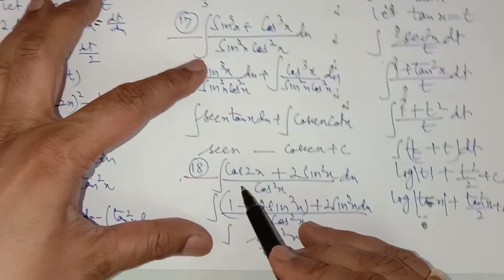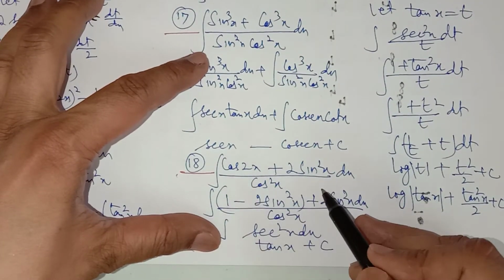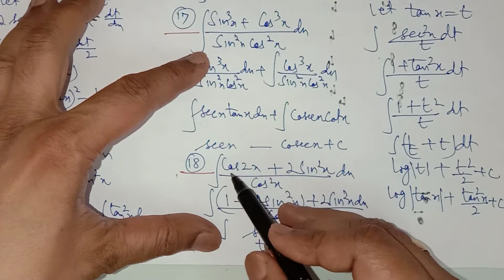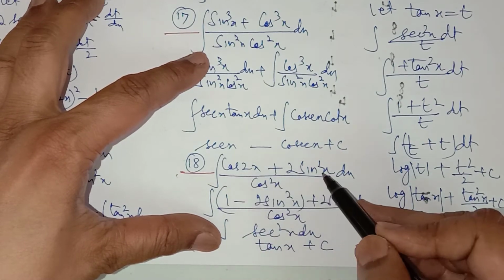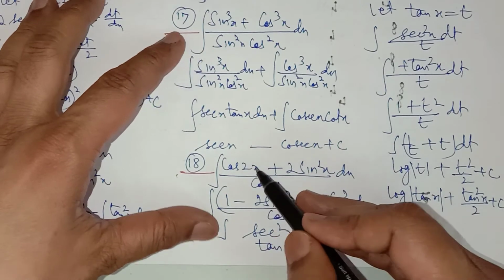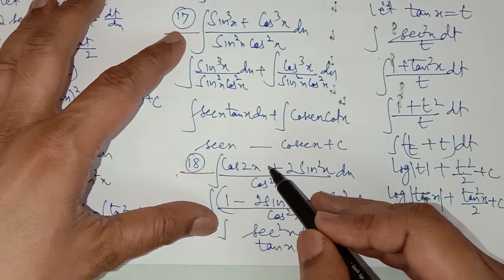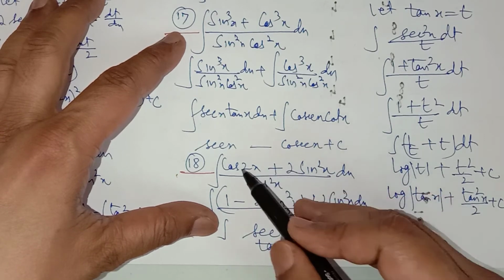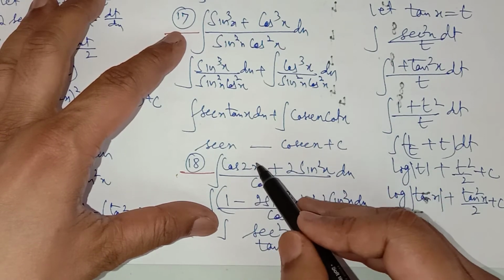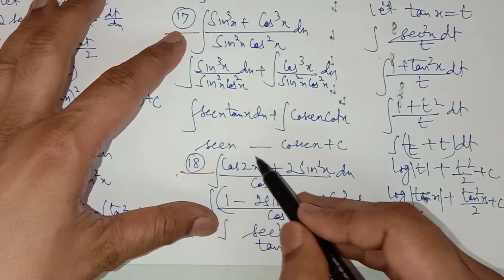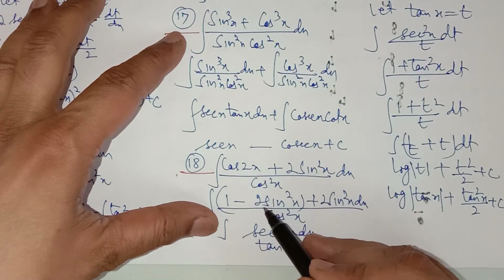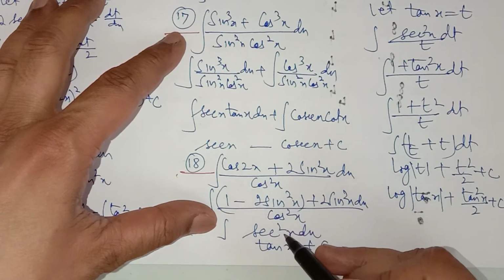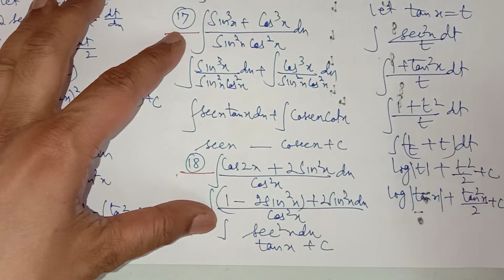Now in question number 18, see it very carefully, because you have to use the identity for cos 2x in terms of sine, because we have 2 sine square x here. We have 4 formulas for cos 2x. 2 cos square x minus 1, 1 minus 2 sine square x, cos square x minus sine square x, and 1 minus tan square upon 1 plus tan square. So I am using the identity for cos 2x as 1 minus 2 sine square x, because this will cancel out this. It will be 1 upon cos square, which will be equal to sec square, and we know the integration of sec square is tan x.